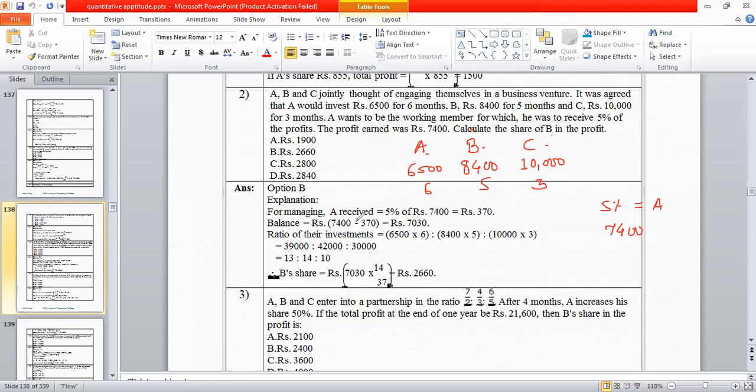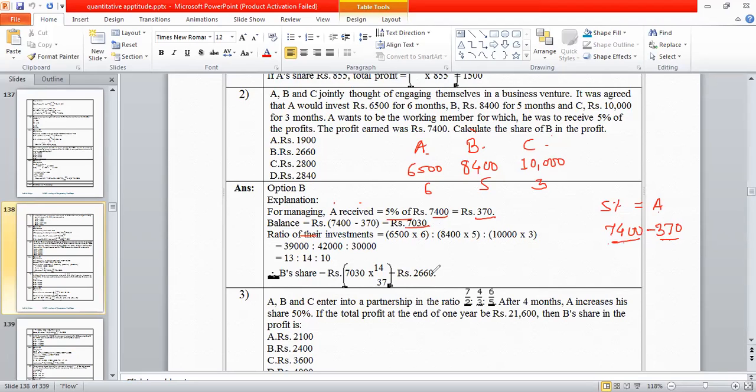ओके, आता पहिल्यांदा 5% of profit. So 5% of 7,400, first we are calculating that. So A receives 5% of 7,400, which will be 370. Okay. आता 7,400 मधनं 370 minus केले. Out of that 7,400, we are removing A's profit. So 7,400 minus 370 gives 7,030.